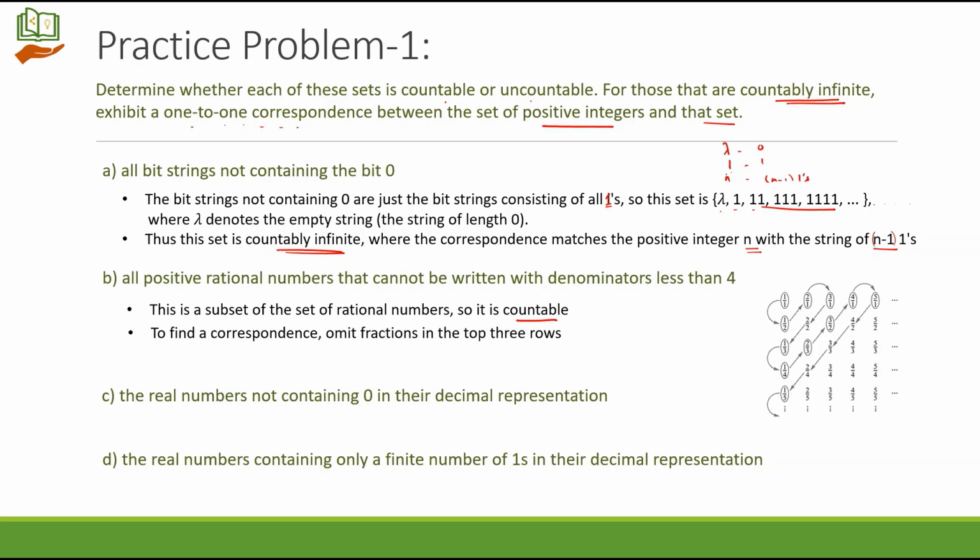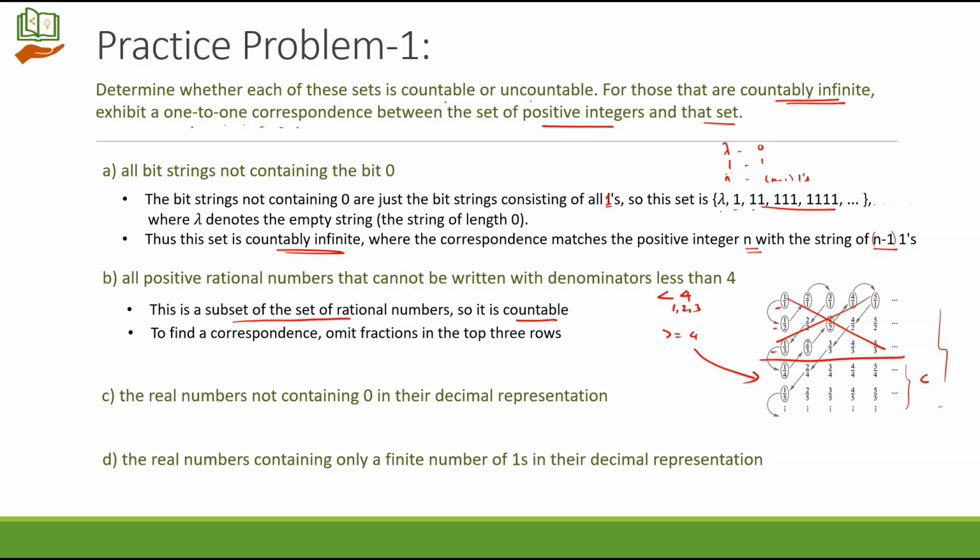To find a correspondence, omit fractions in the top 3 rows. Hope you remember this diagram. To find a correspondence, omit fractions in the top 3 rows. They have given cannot be written with denominators less than 4. So here it is denominator 1, denominator 2, denominator 3. These 3 rows will not be considered. After that it will be considered. That's why this particular part is a subset of the whole part they have given here. So it is countable only. Less than 4 means you will have only 1, 2, 3 here. Anything after 4 can be taken. So it is greater than or equal to 4 from here.